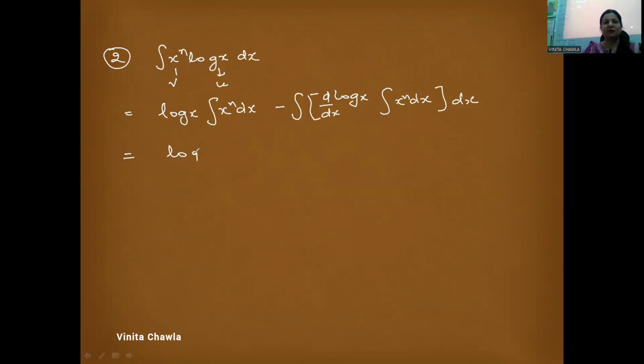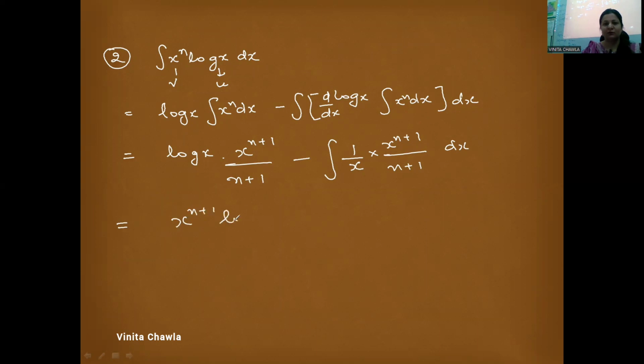So log x, and the integral of x^n dx is x^(n+1) upon n+1. Minus integration. When we differentiate log x, we get 1 by x. When we integrate x^n dx, we get x^(n+1) upon n+1, and dx. Okay, now what will we do in the next step? x^(n+1) log x upon n+1.